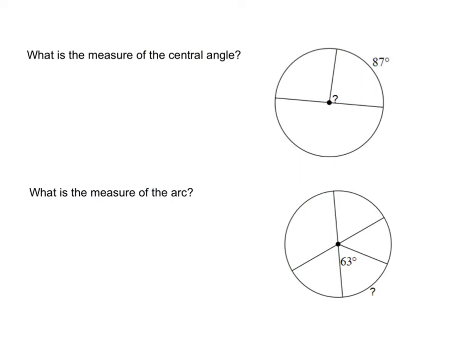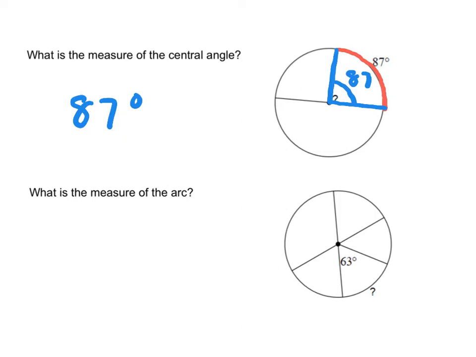So for example, in terms of what we have here, we're given that this arc has a measure of 87 degrees. And the question is asking for this central angle. Now, because this central angle intercepts the arc, this means that this angle is 87. So the measure of the central angle is 87 degrees.